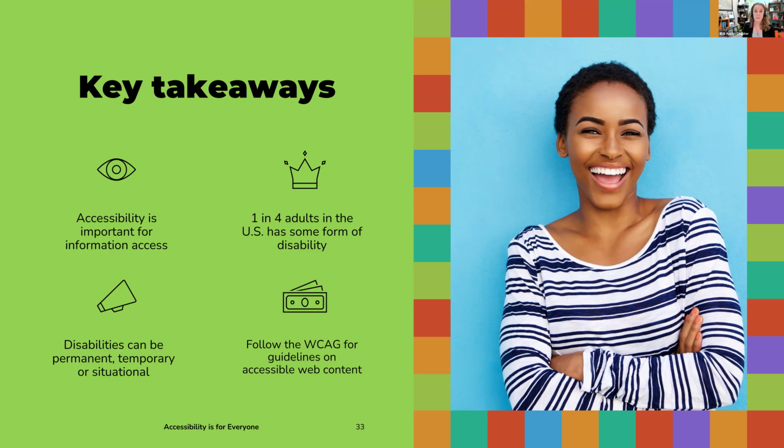I also want you to remember that 1 in 4 adults in the United States has some sort of disability. And those disabilities could be permanent, temporary, or situational. And they can fall into one of those 4 big categories: vision, hearing, movement or physical, and then the neurological, cognitive, or learning disabilities.